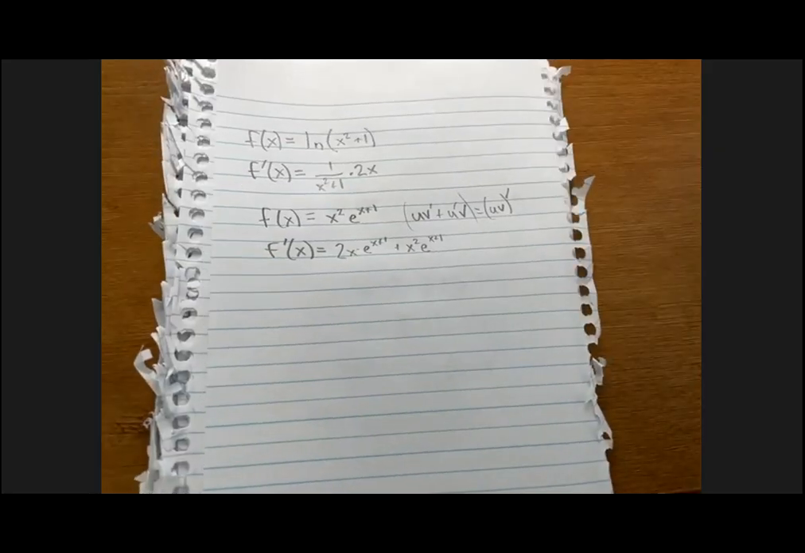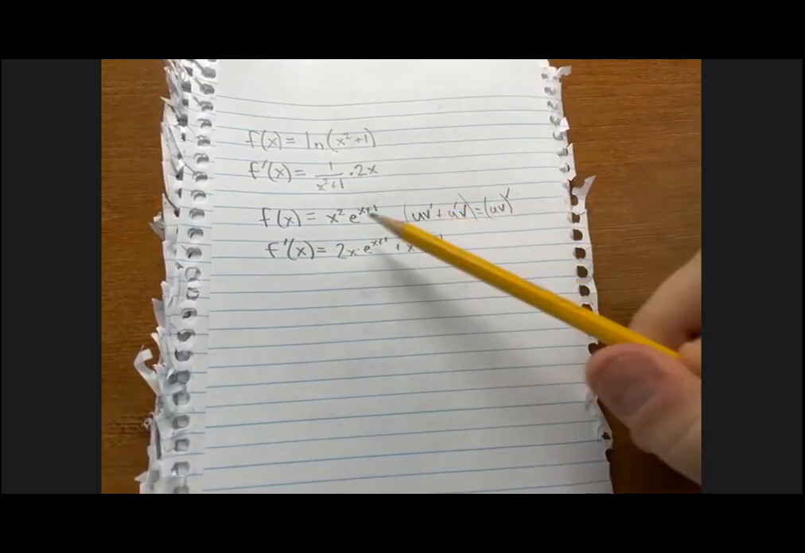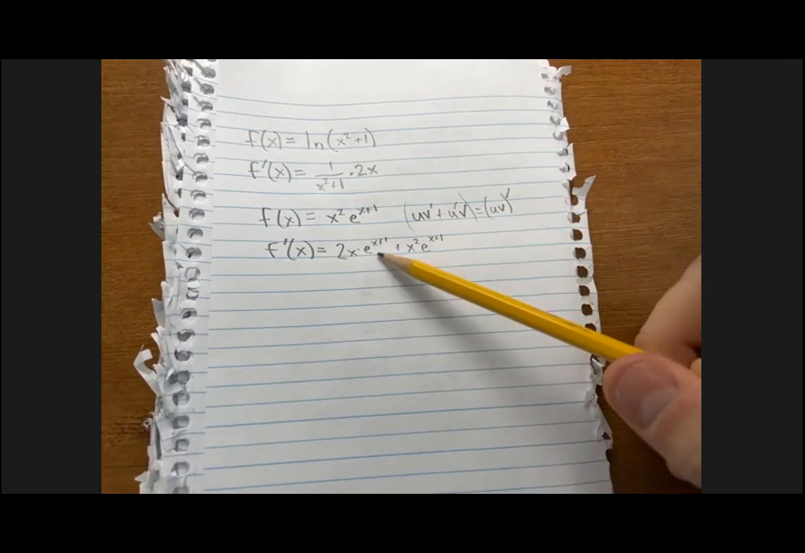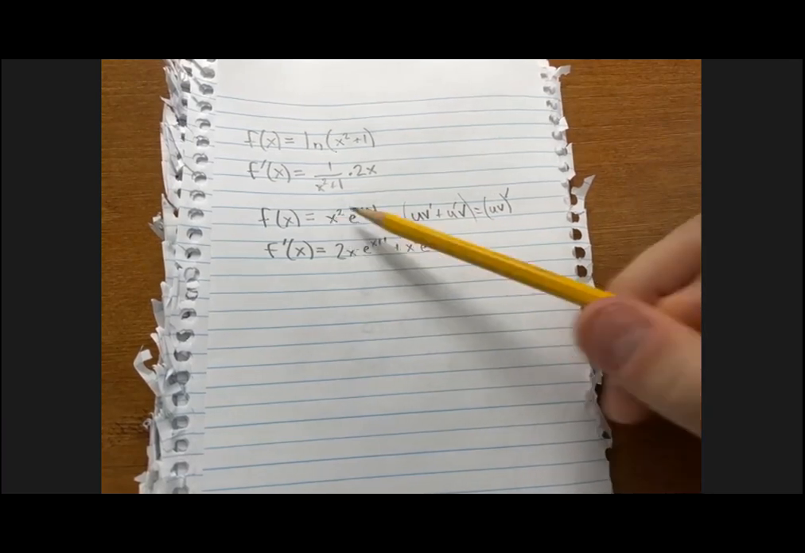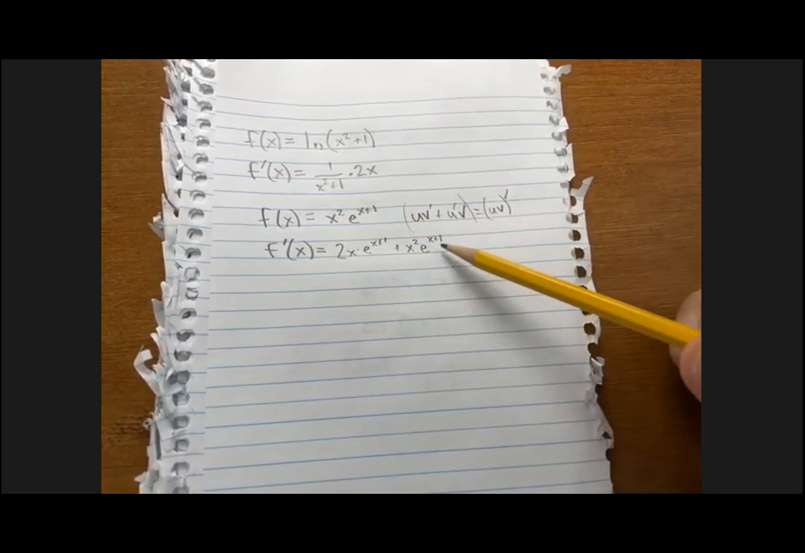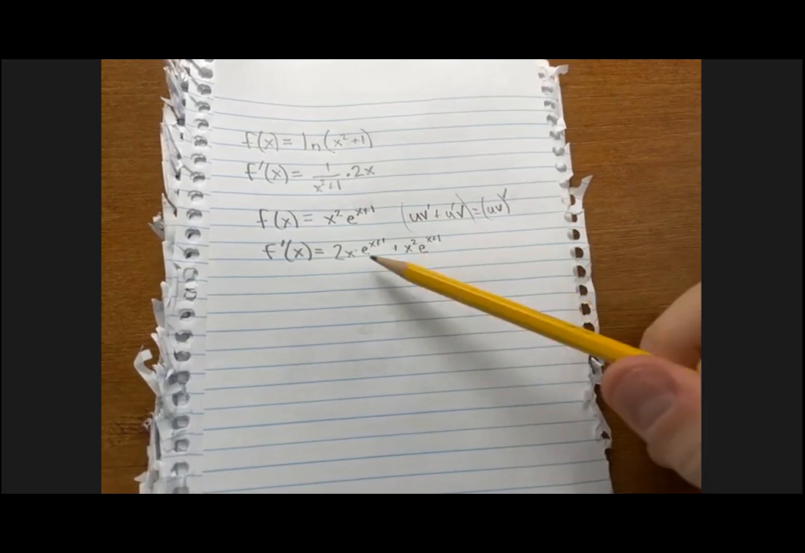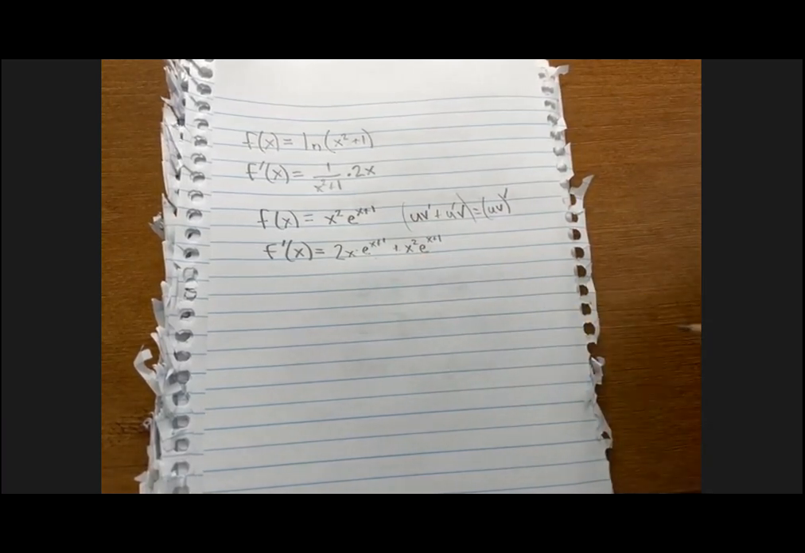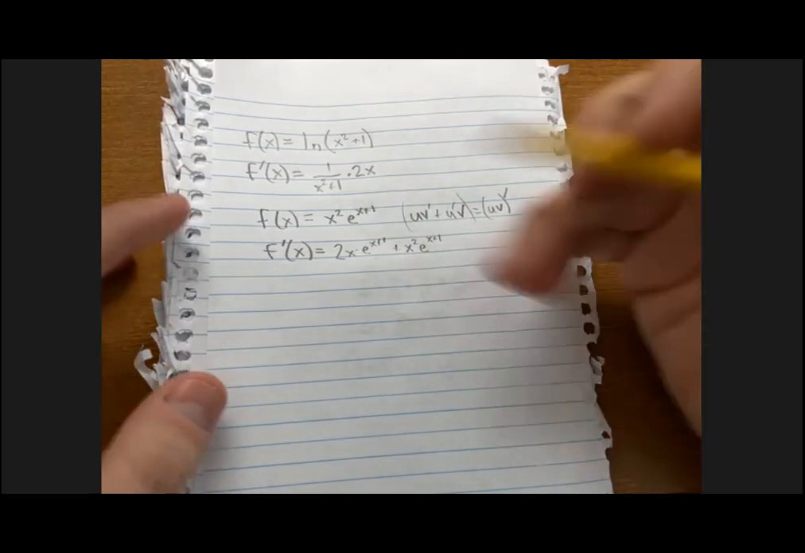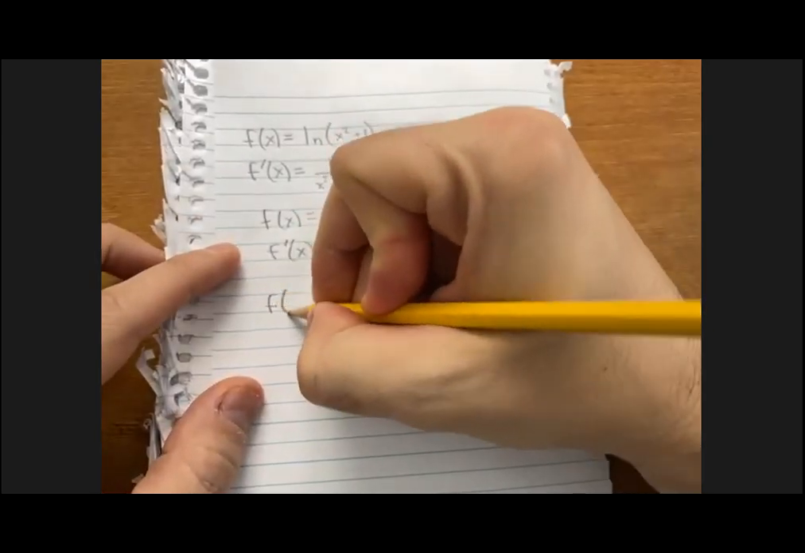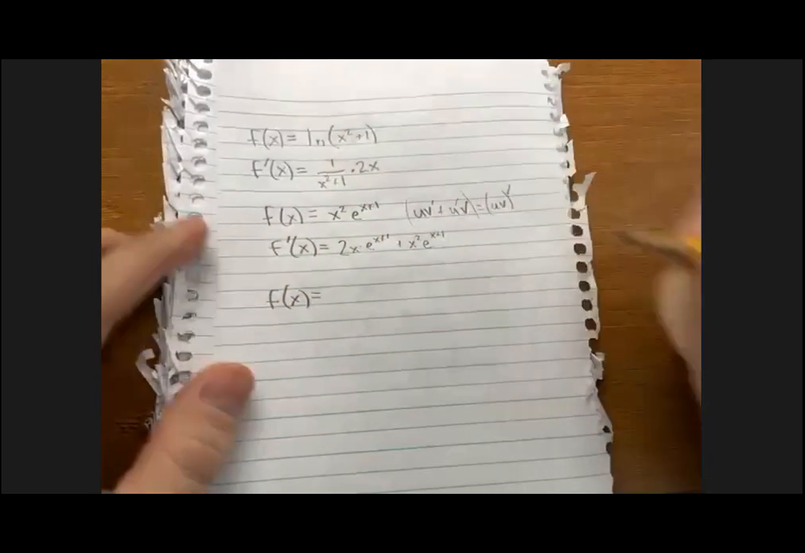I'm putting this on the screen. The derivative of the first part becomes 2x. Leave this the same, plus leave the first part the same and take the derivative of the second part. Well, it just happens to be the same thing. Yeah, that's correct. So this used the product rule and the chain rule. Should we keep going? Another example.